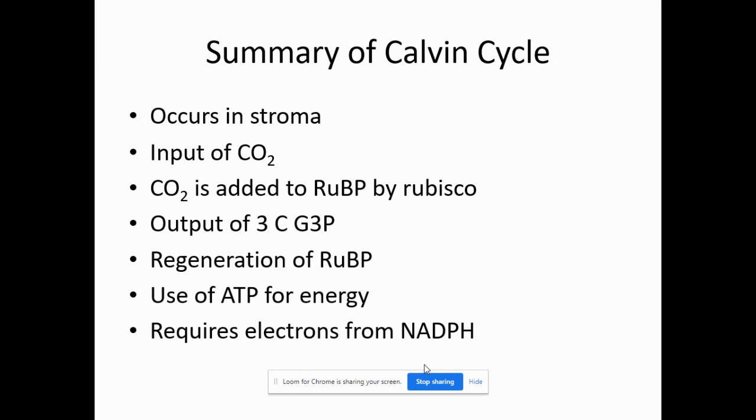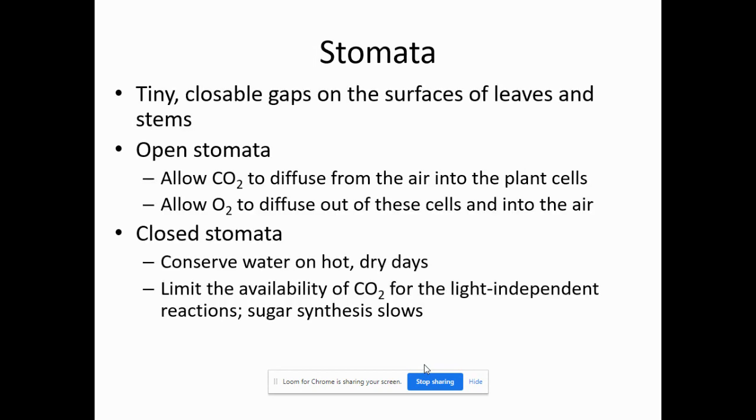ATP is used to provide energy to fuel the cycle. And then it requires the electrons from NADPH to run as well. All right. So that's basically the overview of photosynthesis, the major steps.